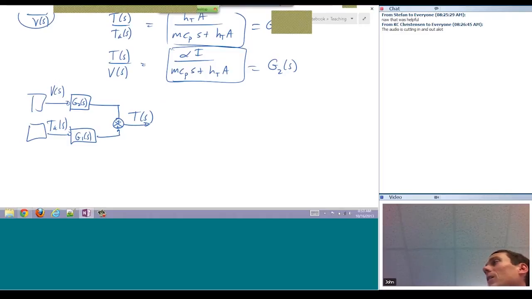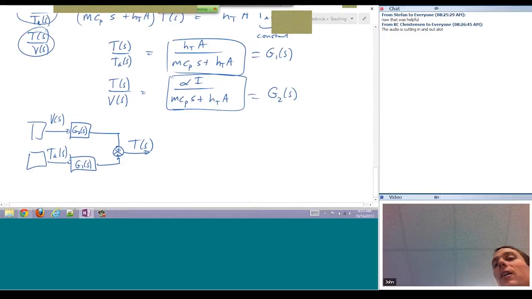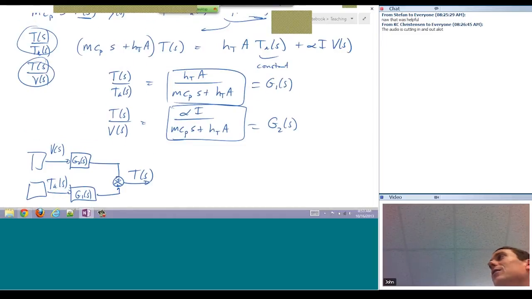So let's think about this. You have a lot of constants here that you don't know: mass, C P, the heat transfer coefficient, and you have an alpha there. How do you get those? What's that? Okay, so yeah.